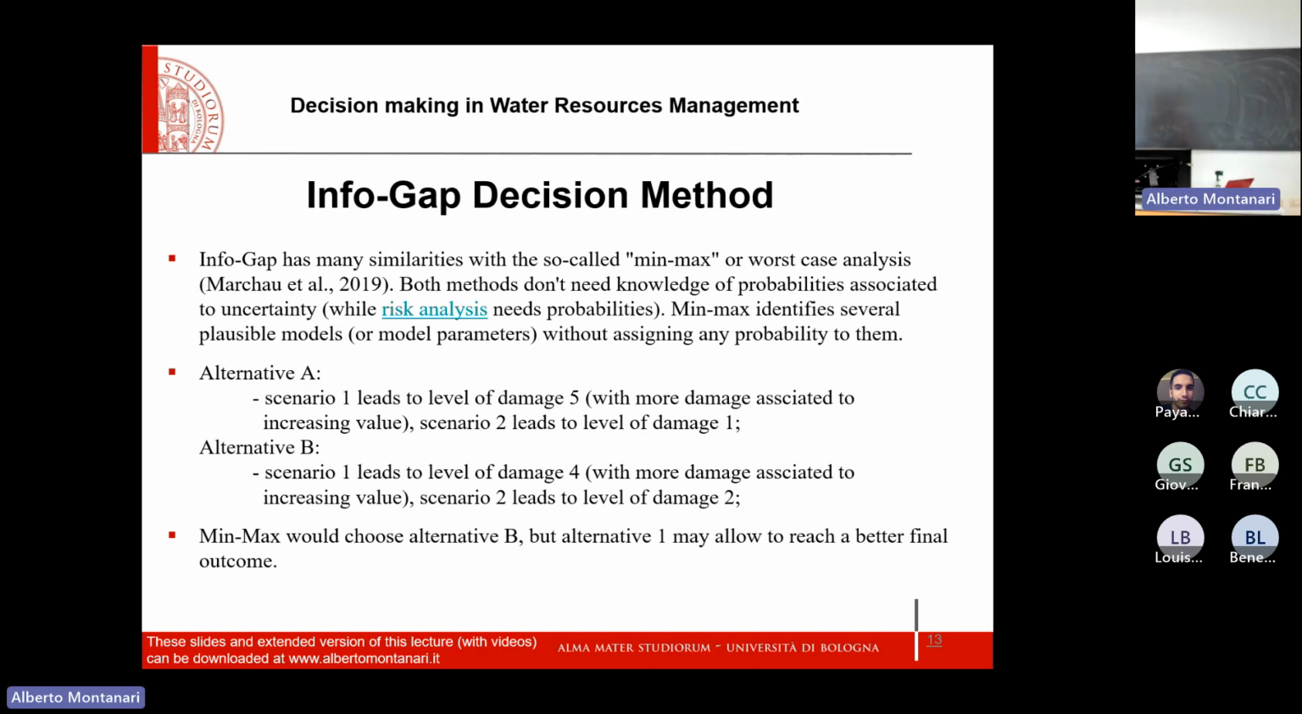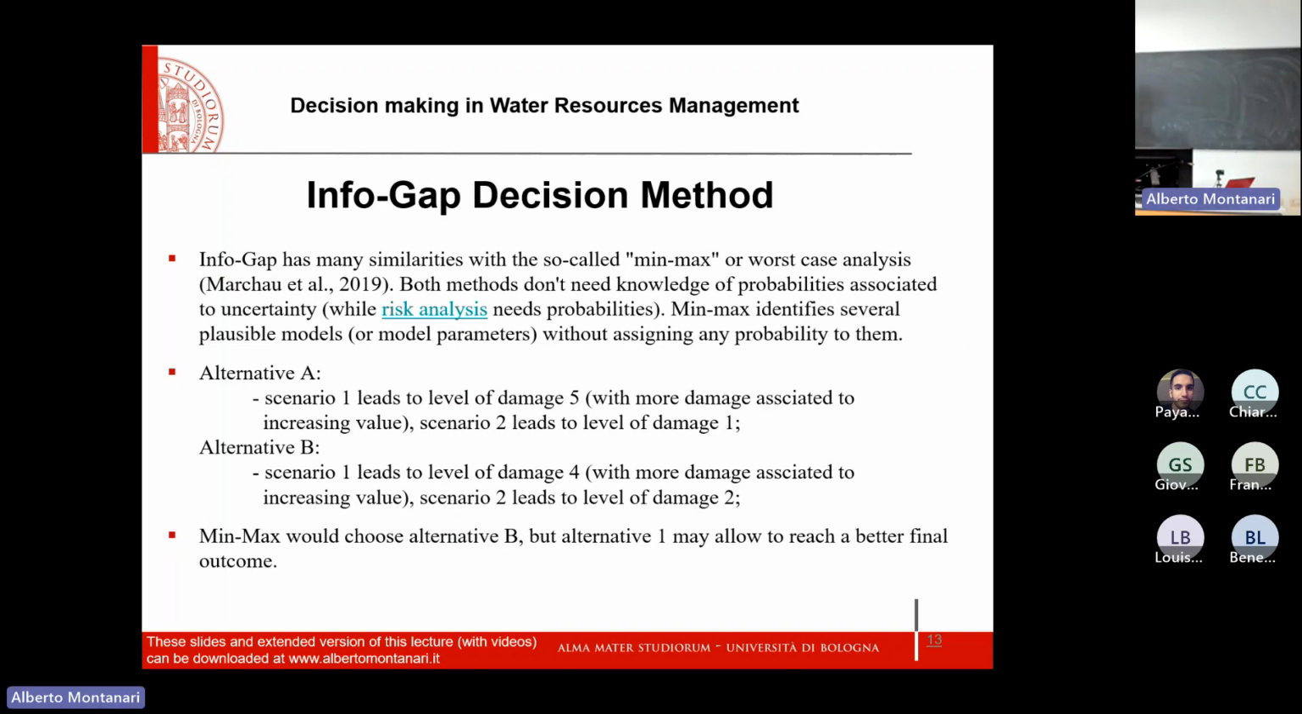So InfoGap, in this case, would say, but alternative A gives a damage 1 if scenario 2 occurs. So what should I select here? InfoGap tries to guide us in the evaluation of both min-max and the opportunity.